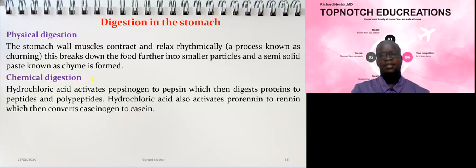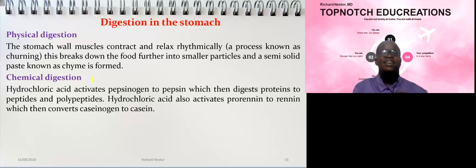Pepsinogen is the inactive form of the enzyme pepsin. Prorenin is the inactive form of the enzyme renin. Now, this begs the question, why are these enzymes being secreted in their inactive forms? These are enzymes which are digesting proteins, remember. And if you recall from chemicals of life, proteins make up structural compounds in our bodies. So the stomach walls, the glands which are secreting these enzymes, which are found within the stomach walls, are made up of proteins.